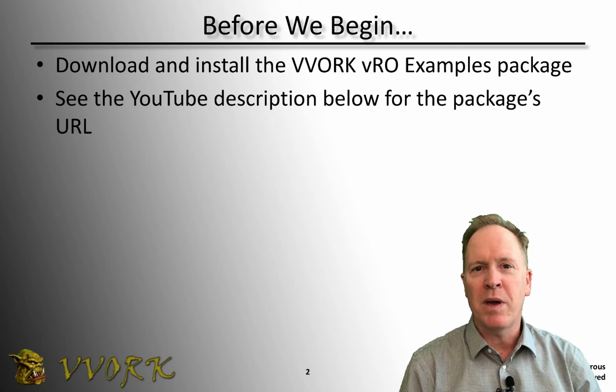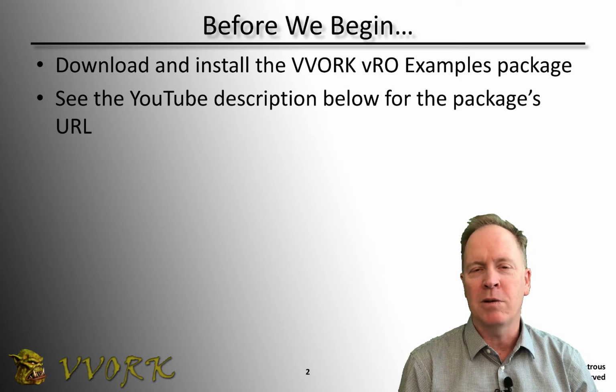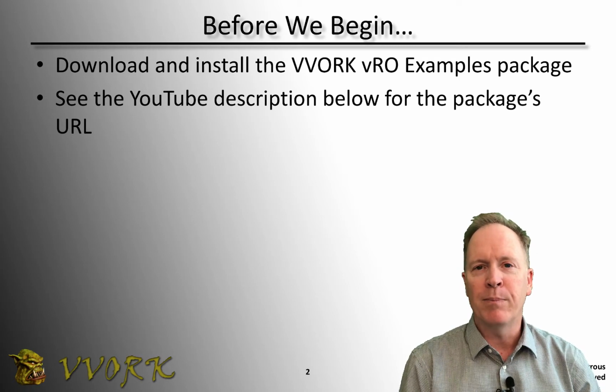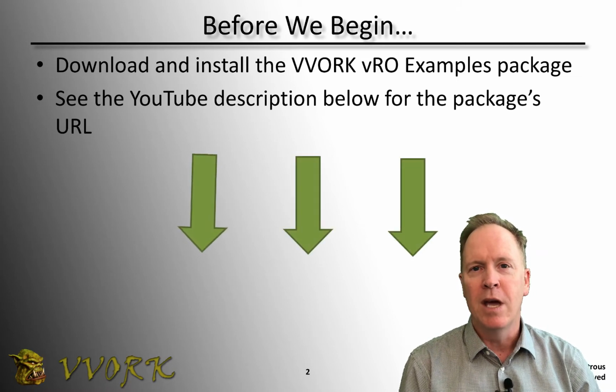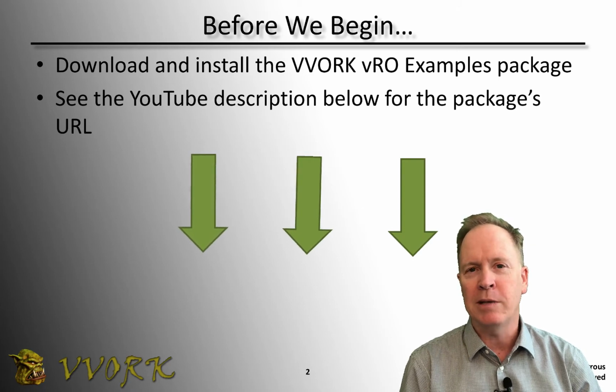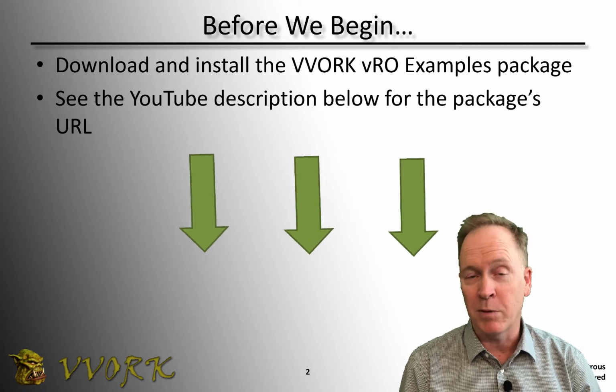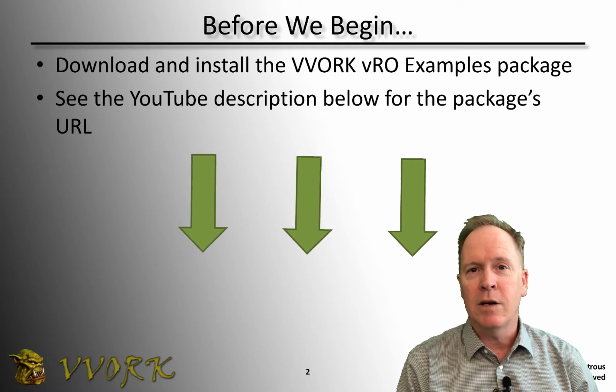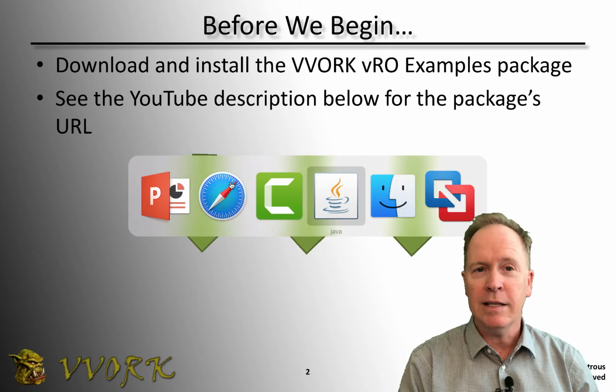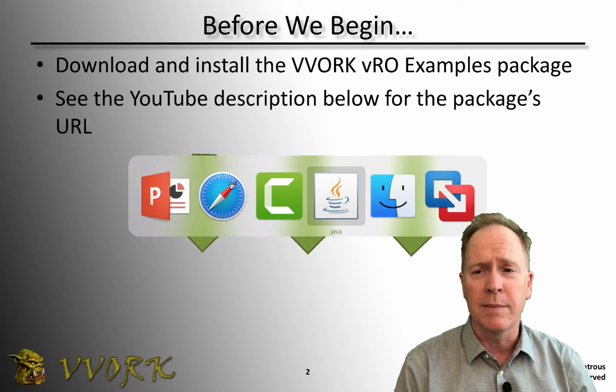Actually, just before we jump in, if you don't already have it, you need to download the example workflows package that I've made available to you. You've heard about it in previous videos. If you haven't, take a look at the URL in the YouTube description. You might also want to take a look at video number 14, which talks about the package, but get the package if you don't already have it. Okay, so let's assume you've got it, and let's go into the Orchestrator client.